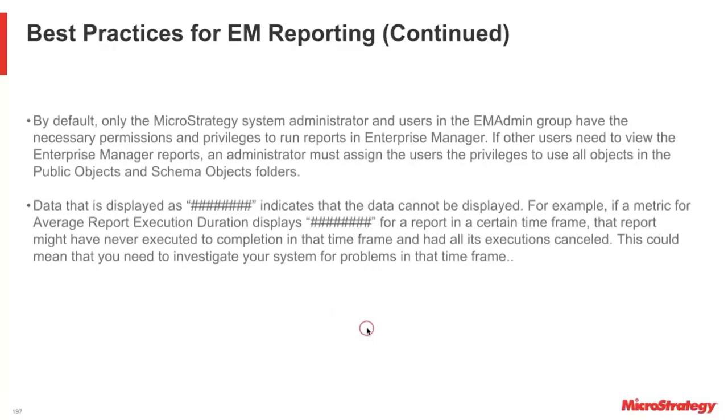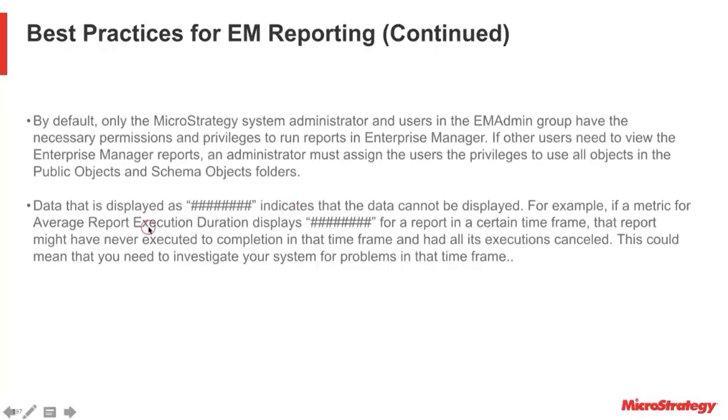Okay, and then the last two with regards to administration and users in the EM admin group, because we say that these are the users that will be managing your Enterprise Manager. So essentially we say that these should have the relevant permissions and privileges to run those reports. Now, if others are given the same privileges, just make sure that we keep track of who has been given what privileges within Enterprise Manager.